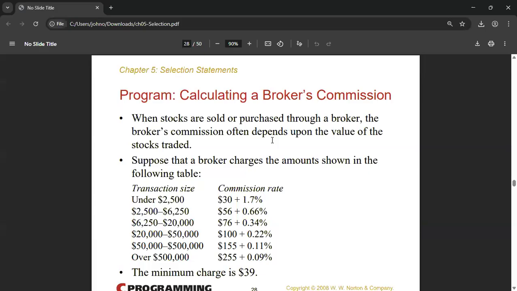So here's an example: calculating the broker's commission. Let's have a 10 minute break. We come back and then we calculate the broker's commission.